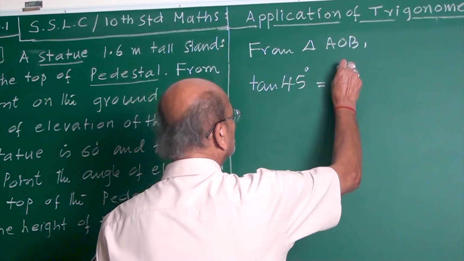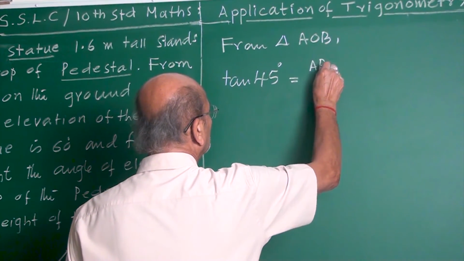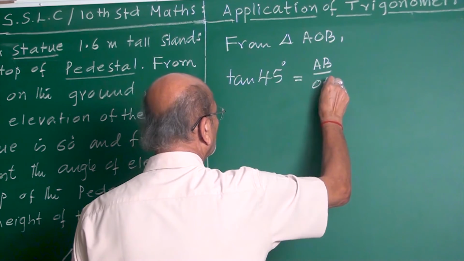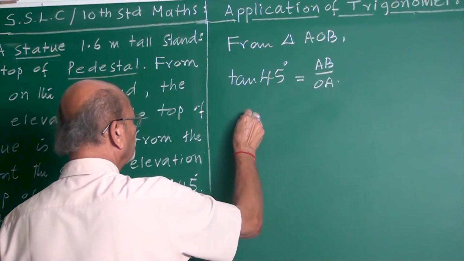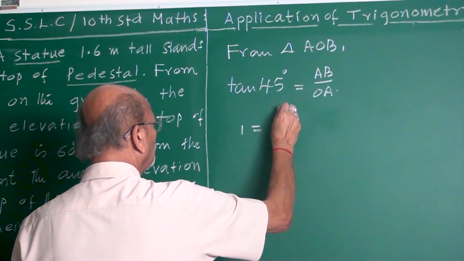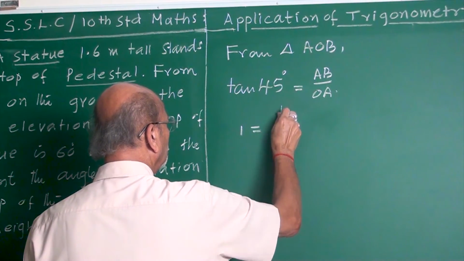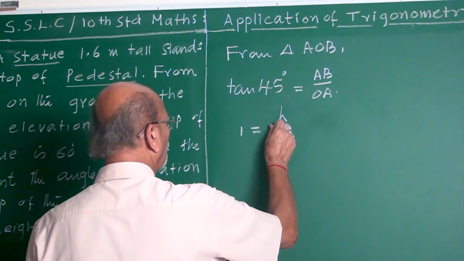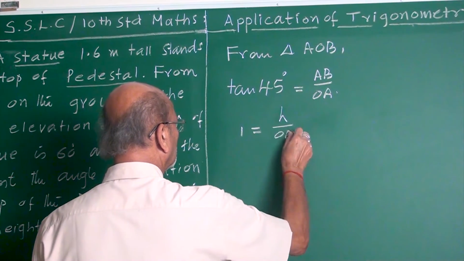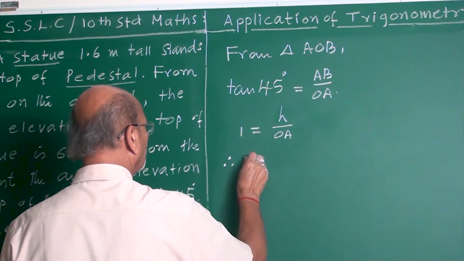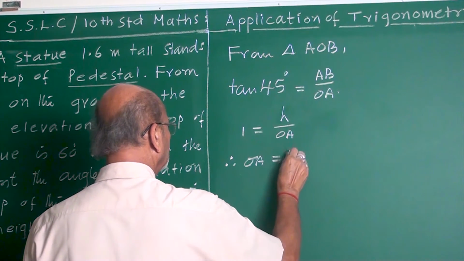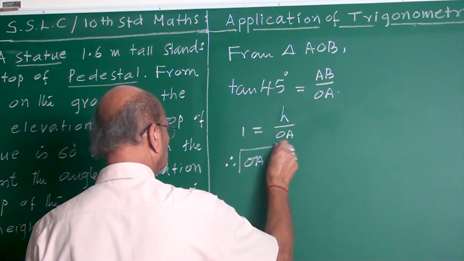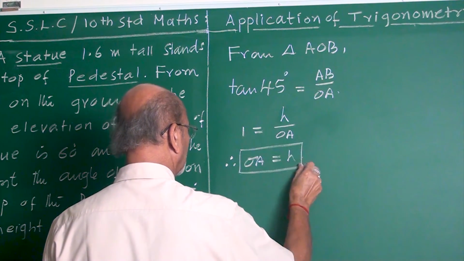AB upon OA. Tan 45 is 1, equal to, what is AB? AB, we have taken it as H. H upon OA. Therefore, from this you get, my friends, OA is also H.